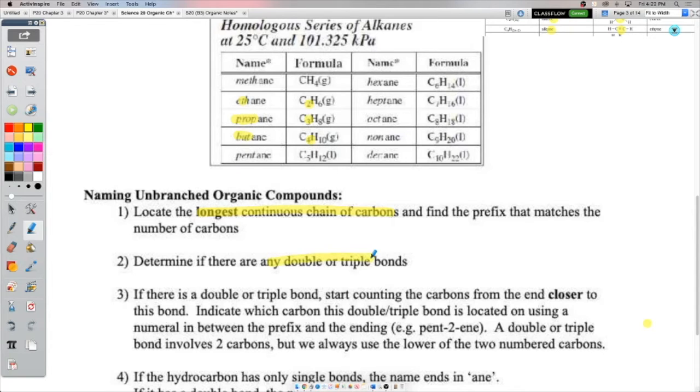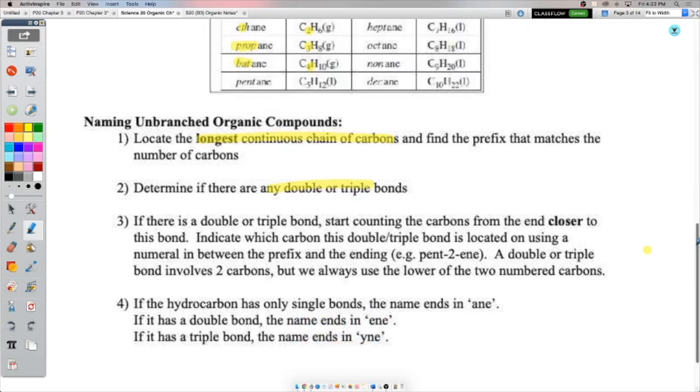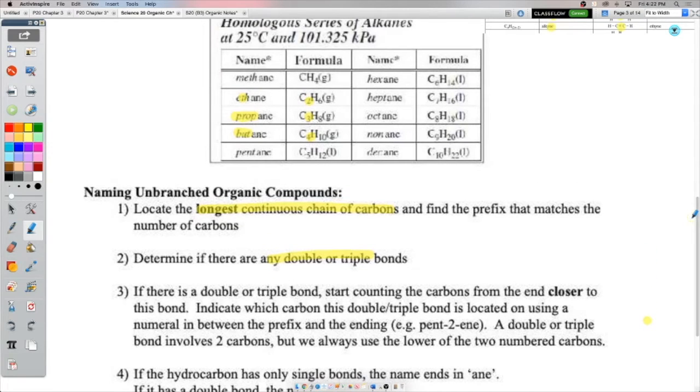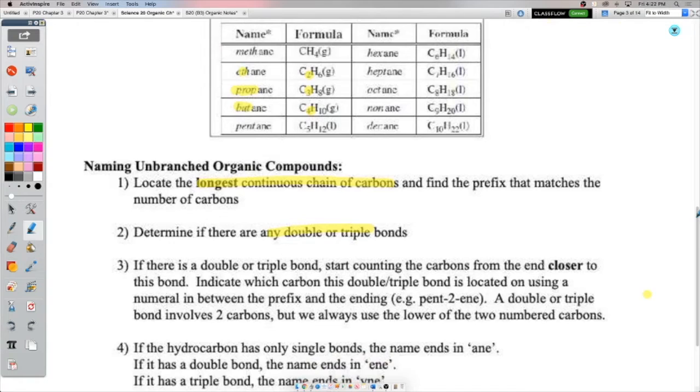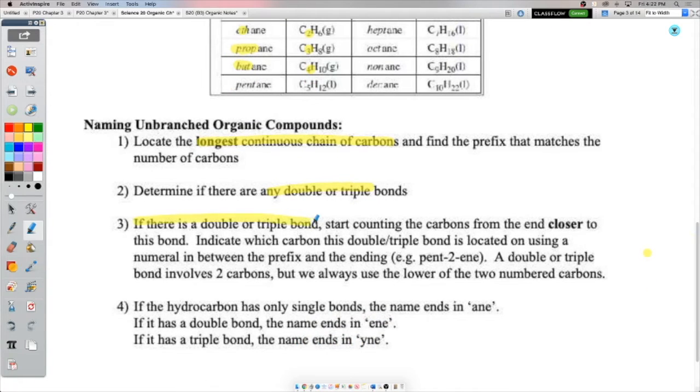Easy enough. Now, if there is a double or triple bond, we are going to change the ending of the name, but it's actually not quite enough. We also have to say where the double or triple bond is. If there is a double or triple bond, we're going to start counting the carbons from the end closer to this bond. We're then just going to indicate which carbon the double or triple bond is located on by using a number in between the prefix and the ending. So we always try to give it the lowest number possible. Always use the lower of the two numbered carbons.